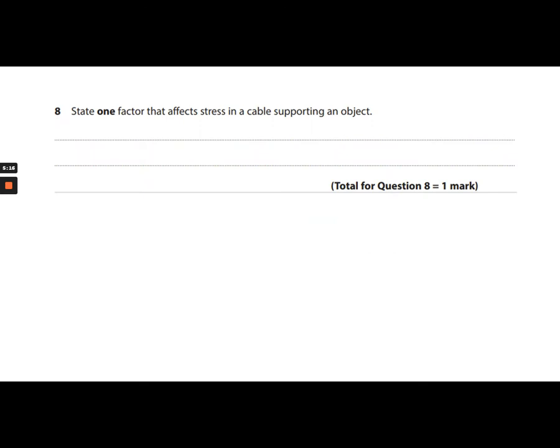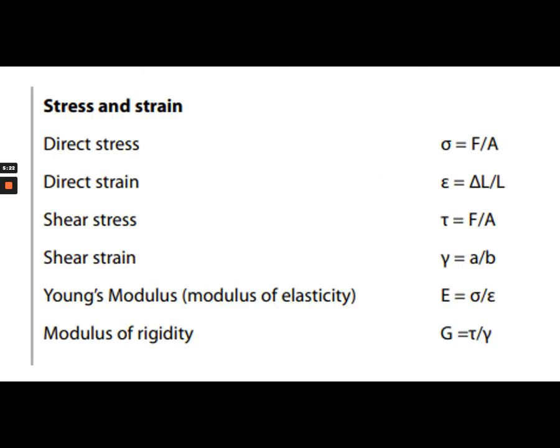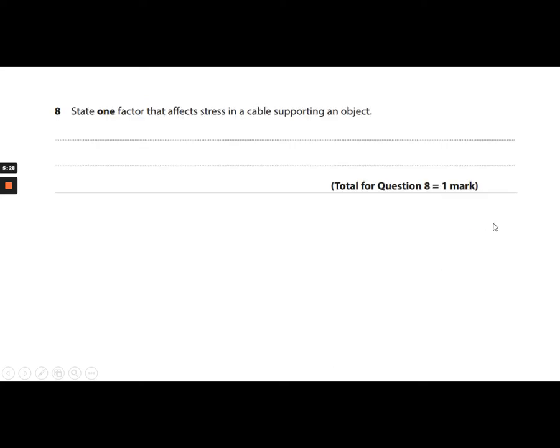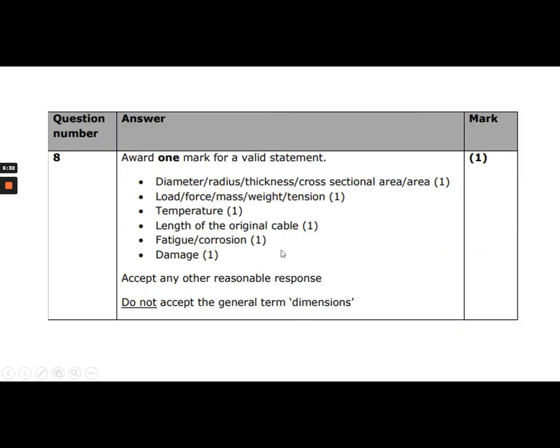Okay, next one. State one factor that affects stress in a cable supporting an object. You would think stress, I know stress, page 5, direct stress, shear stress, doesn't matter. The equation is force over area. So when you're just asked for one factor, well then it's force or area. There you go, force or area. Now there's a bunch more stuff you could say, but essentially you're just picking out the 2 factors from the equation that affect it.